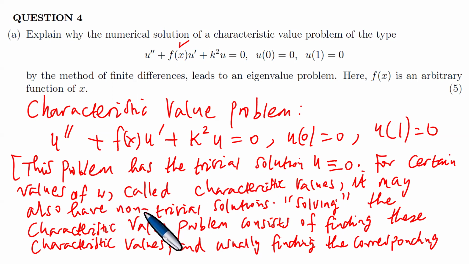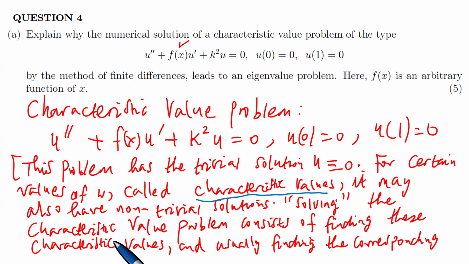So for certain values of w called the characteristic values, it may also have non-trivial solutions. Not only might we have trivial solutions, but we might have non-trivial ones. Solving the characteristic value problem consists of finding these characteristic values. We shall determine them and give examples of the characteristic values w we are talking about. It may also have non-trivial solutions.